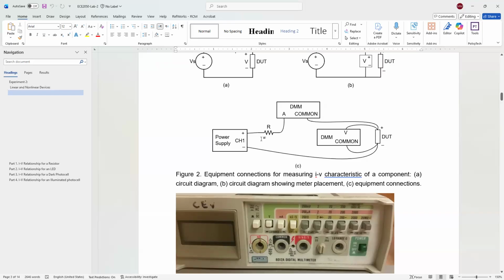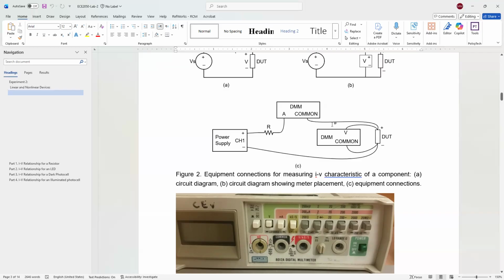And then now I'm going to go to the pre-lab to show you how you should find the value of R here. And then all you have to do, as you will see later, is change the power supply here, the value of the power supply. Okay, and then you measure what values you have here.